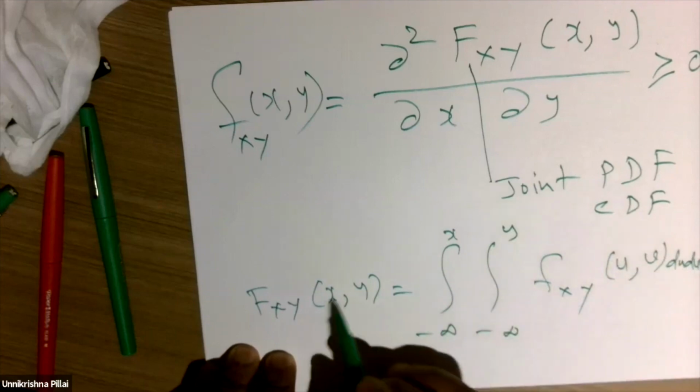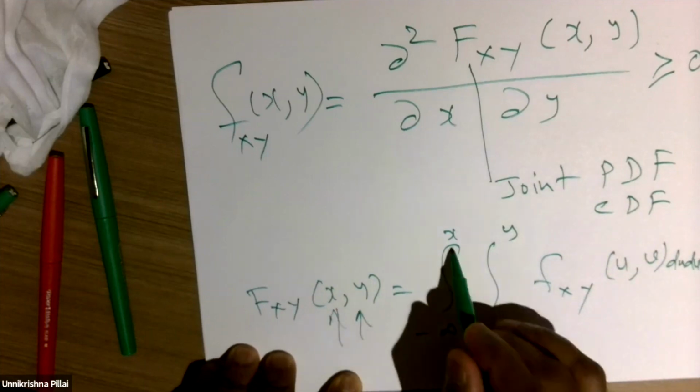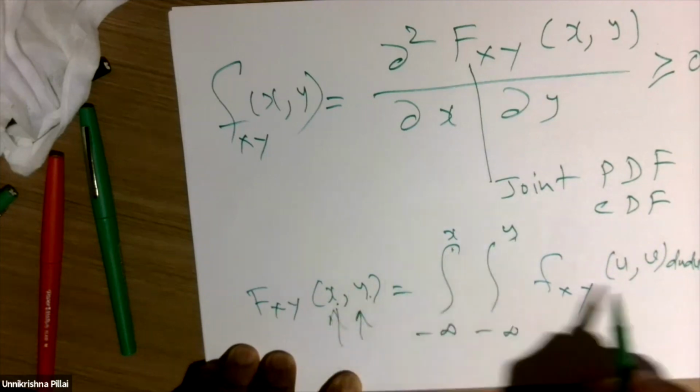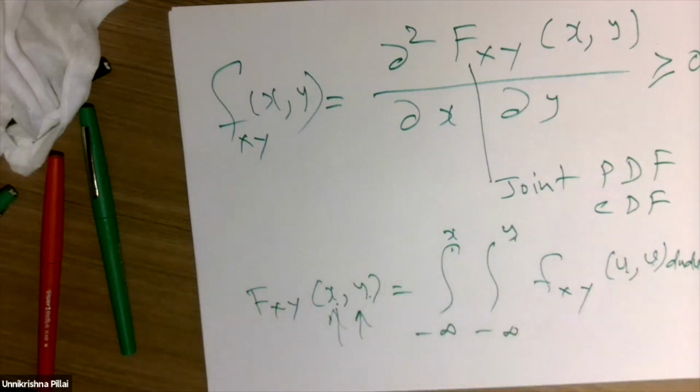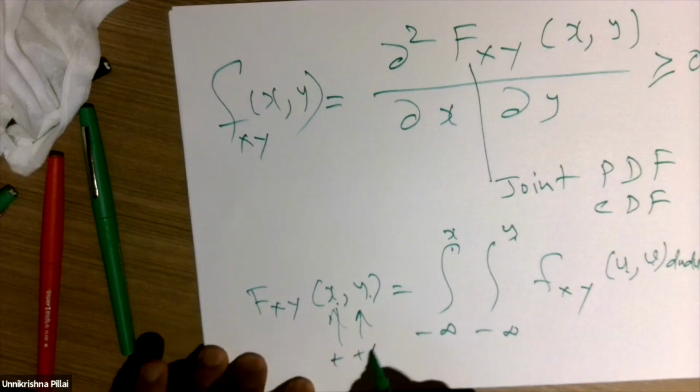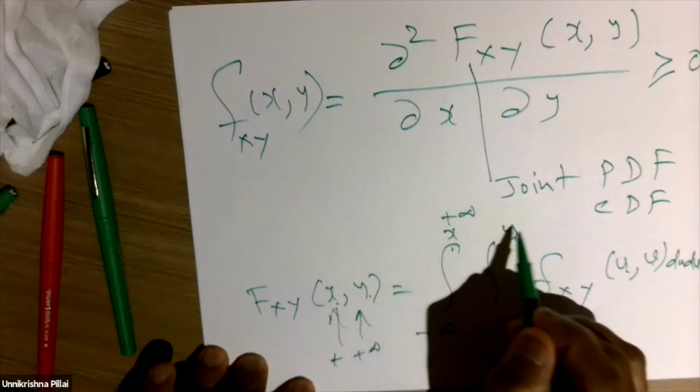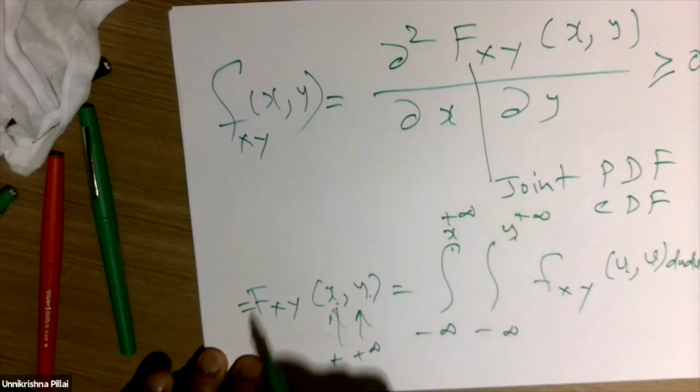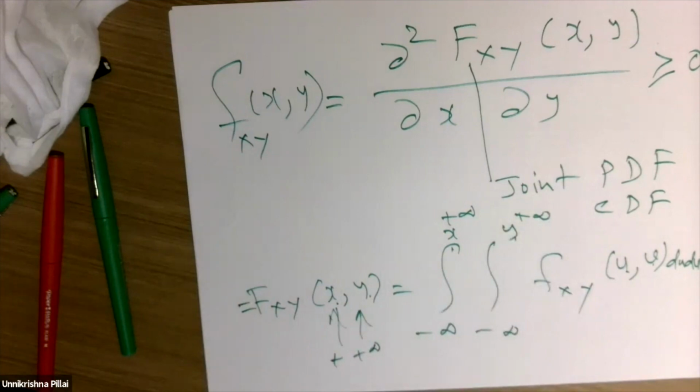I changed the variable because I used x here, y here. If I use x naught, y naught, you can put the x, y if you want. So that's the inverse relation. Now look here. Let me put a plus infinity as the upper limit. So what do you get? What is the distribution function evaluated at plus infinity comma plus infinity?